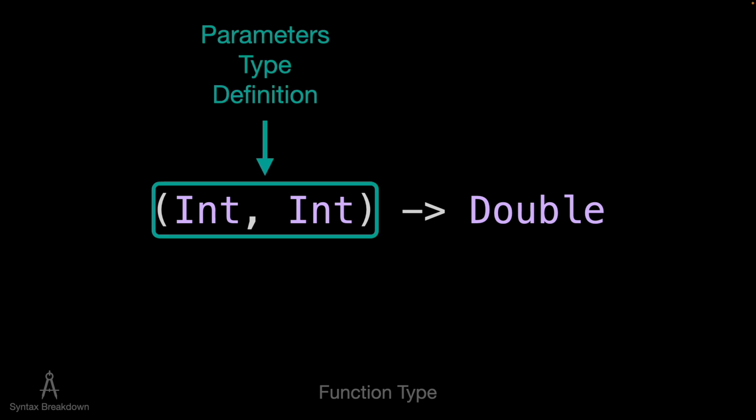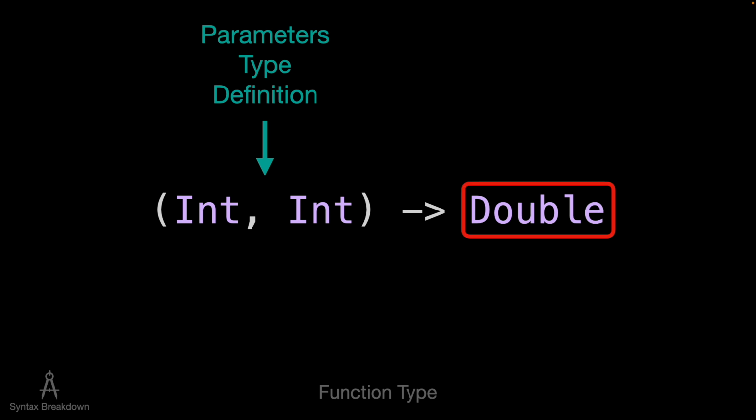So here we have on the left-hand side the parameter type definition. This tells us, okay, this function has this type of function. Functions of this type, generally speaking, take in two parameters, one int and then another int.